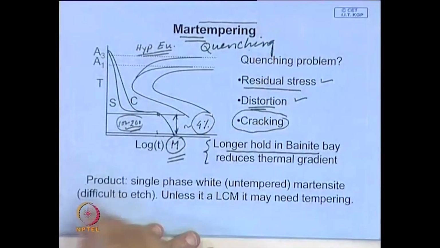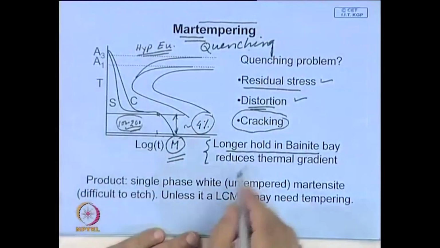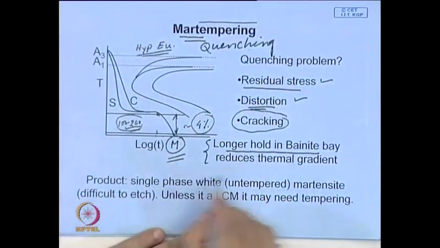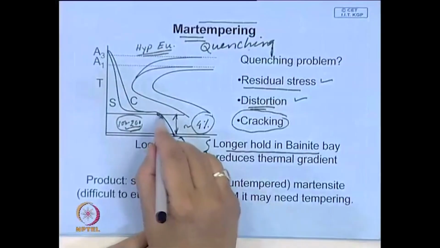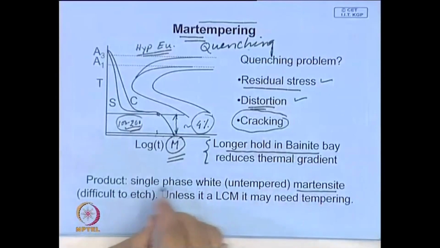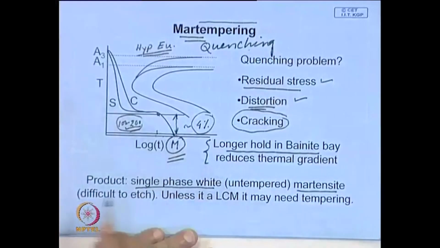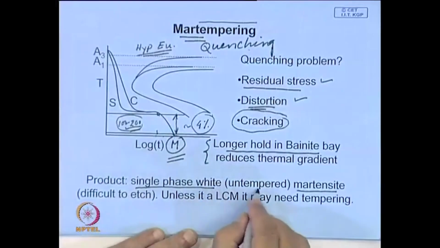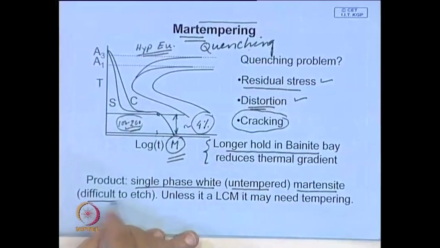So, if you look at the microstructure of that product, what will it look like? It will be made up of untempered martensite, and untempered martensite we have mentioned is difficult to etch. So, therefore, that final product should be single phase, it is white, it is untempered, and it is difficult to etch.